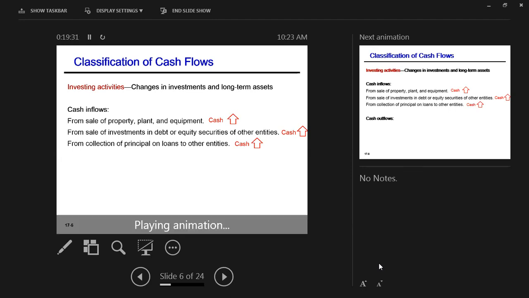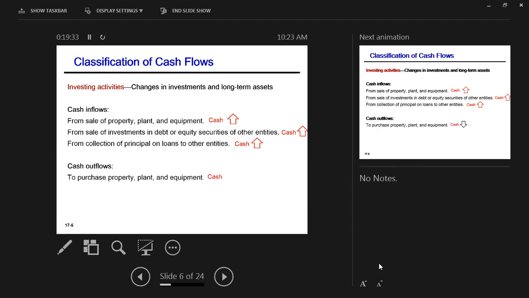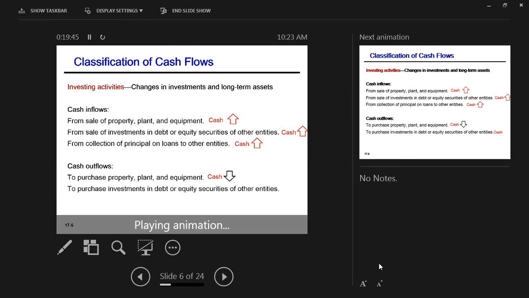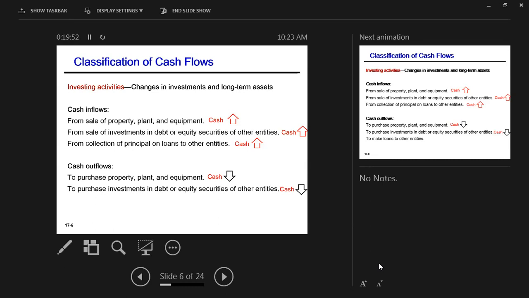Now look at the cash outflow. When you buy property, plant, and equipment, you paid cash. Your cash decrease, cash outflow. Then when you buy your investment, you paid cash, cash outflow. And when you give me some loan, your cash will decrease. So make loans to other people. You give me some loan. So your cash decrease.